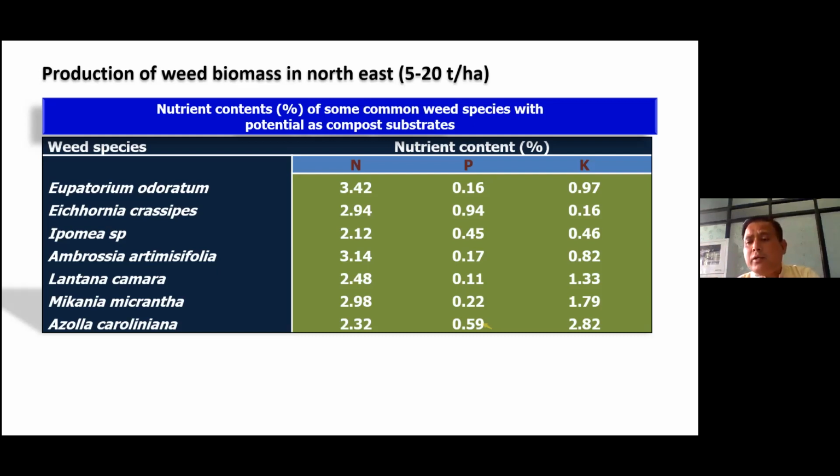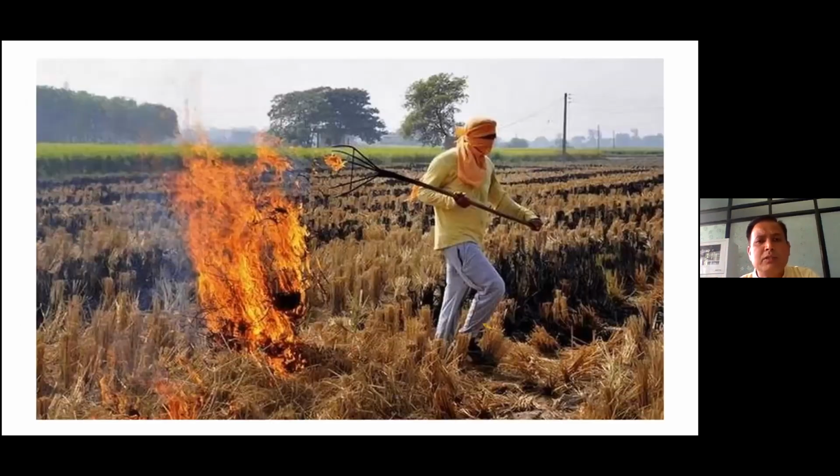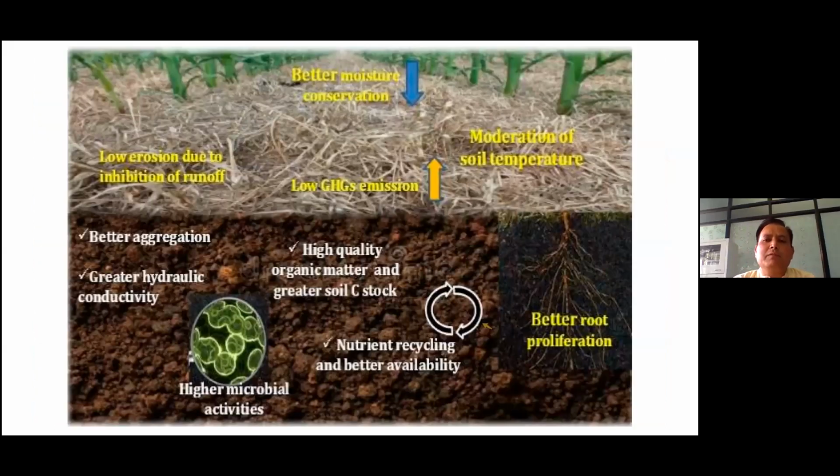Then, in routine practice, you know that farmers burn the crop residue, which is creating nuisance and environmental problems. But if we wisely use this crop residue, then definitely we have multiple benefits. We can moderate the soil temperature. We can have low greenhouse gas emission. We have low erosion, better aggregation, and greater hydraulic conductivity.